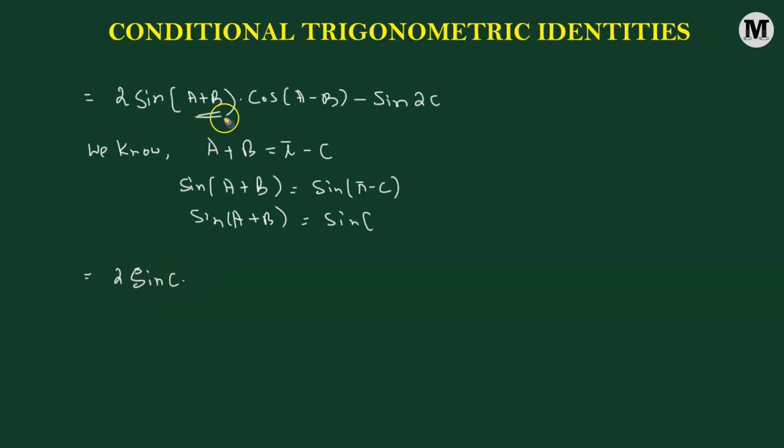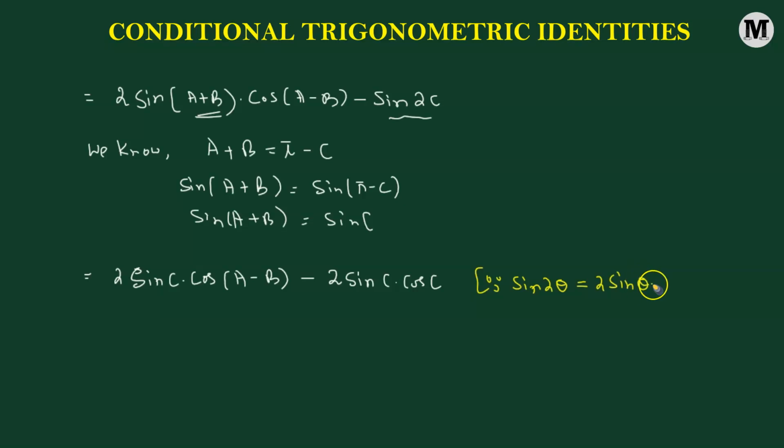So here we have replaced sine of a plus b with sine c multiplied by cosine of the angle a minus b minus, and now what we have here is sine of 2c. Now sine of 2c can also be expressed as 2 times the product of sine of angle c and cosine of angle c. That's a standard formula that we have used here. If we have sine of 2 theta, this is simply 2 times sine of angle theta times cosine of angle theta.